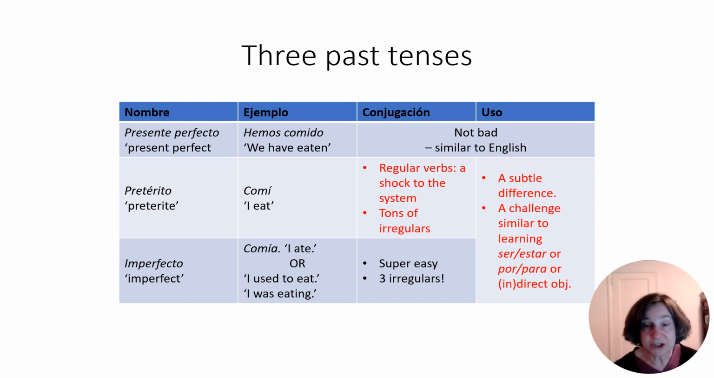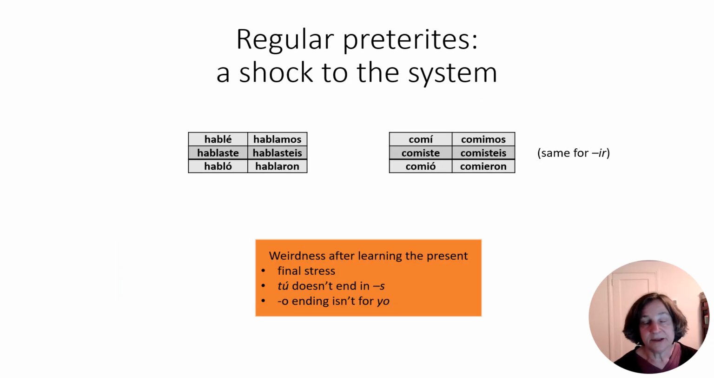The other one I mentioned is the challenge of just conjugating the preterite. So let's take a look at that. The regular preterite conjugation sounds very different from the present. It's going to go like this for AR verbs: hablé, hablaste, habló, hablamos, hablastes, hablaron. And for ERs and IRs, it'll be like comí, comiste, comió, comimos, comistes, comieron.